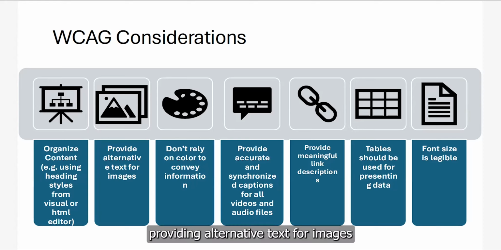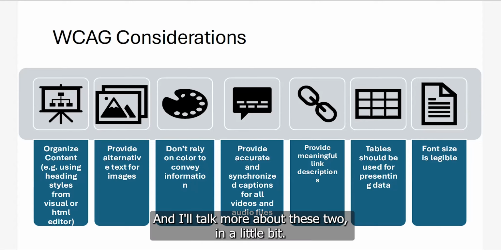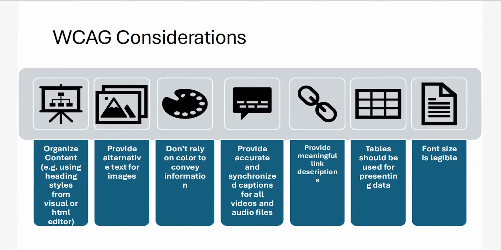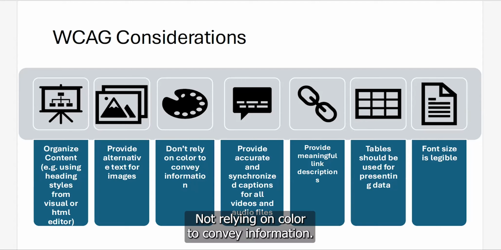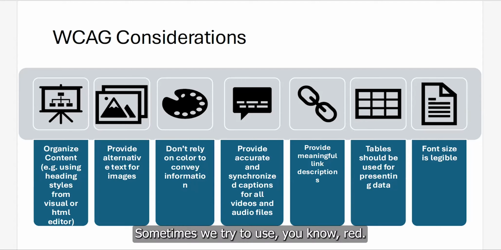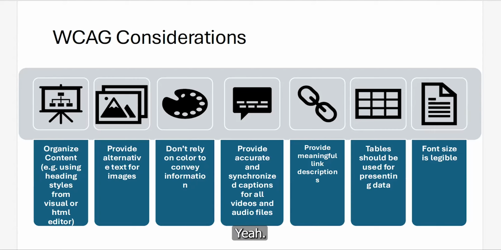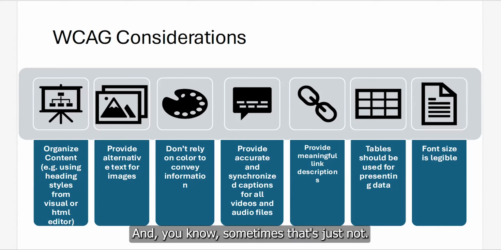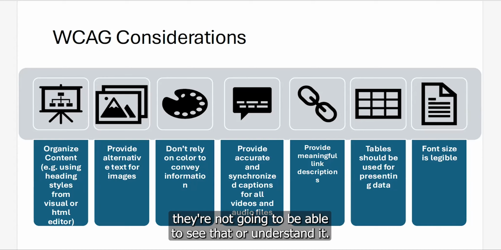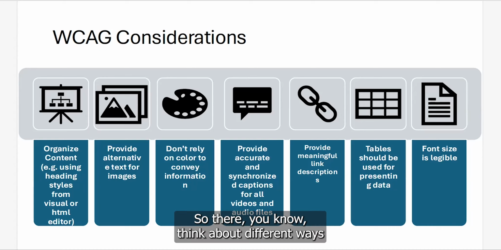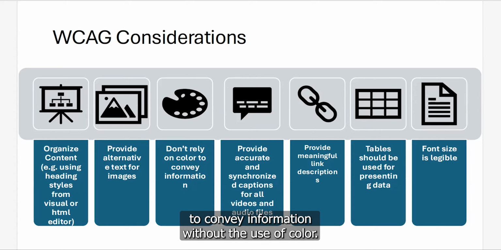Providing alternative text for images is very important. And I'll talk more about these two in a little bit. Not relying on color to convey information. Sometimes we try to use red, like a red font or a bolded font. And sometimes that's just not, for some users, they're not going to be able to see that or understand it. So think about different ways to convey information without the use of color.